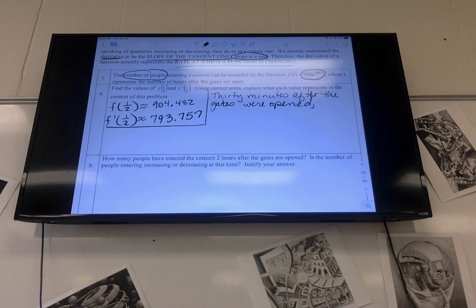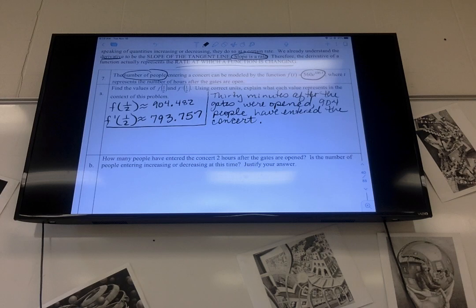So after the gates were open, we would say 904 people have entered. You can't have half people. No, we'd round. If you said 905, that would be okay too. Half a person's in the door at the concert. Actually, unless it tells you otherwise, if you put 904.482, I don't think they would count off. It's just a funny thing, even though it doesn't really make that much sense, how much of a person is there.